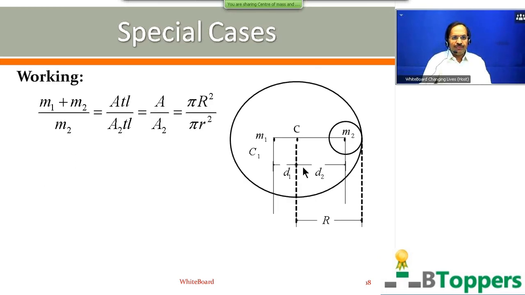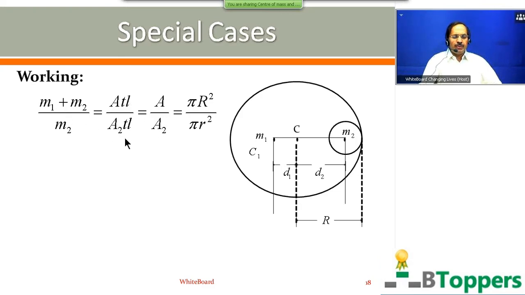As explained here, (M1 plus M2) by M2. M1 plus M2 is the total mass of the original plate. Then you can write mass equals area into rho. You can use any letter to denote density, rho or L. Here it represents density, so we can make it rho here.